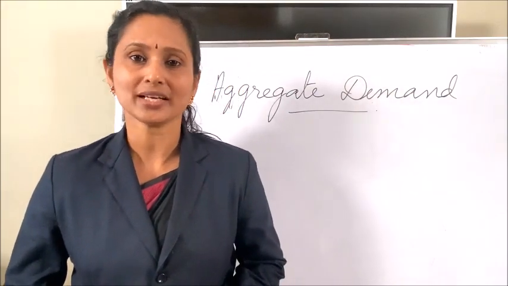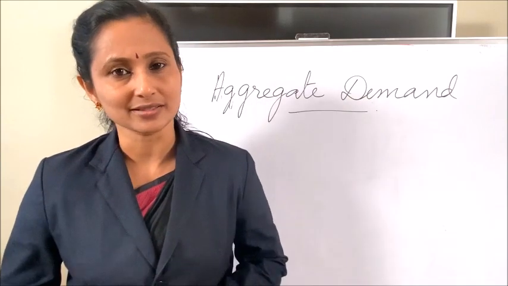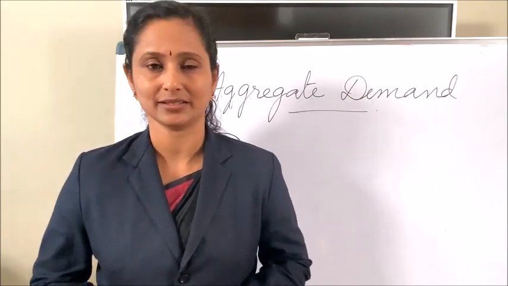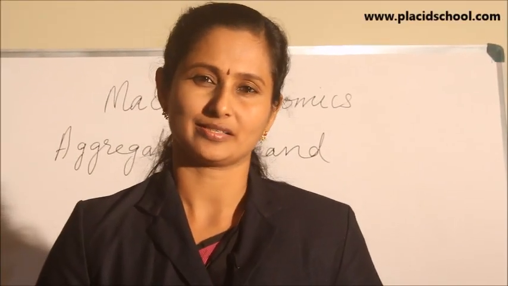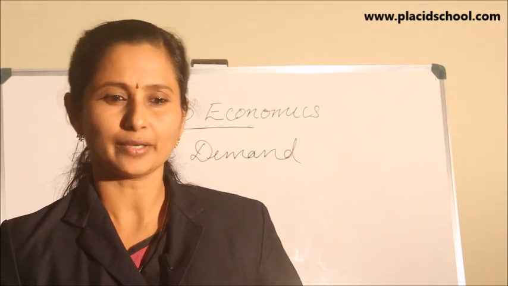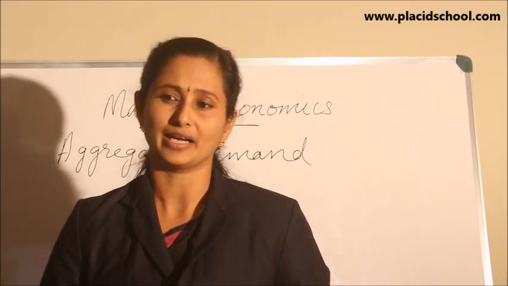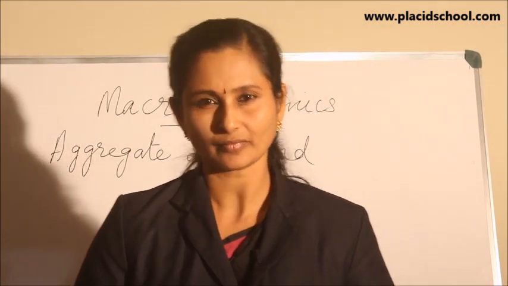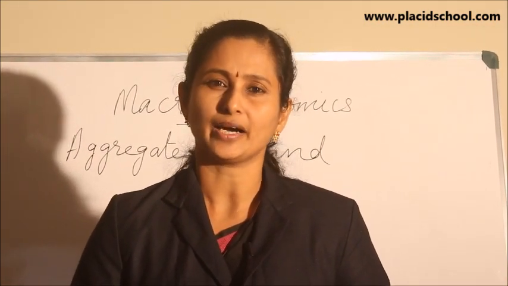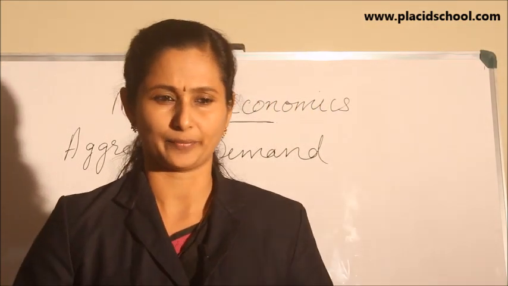We have studied how national income is calculated in an economy by the three different methods: income method, expenditure method, and product method. In order to understand whether the calculated national income is the equilibrium level of income in an economy, we have to understand aggregate demand and aggregate supply. Because equilibrium level of income is determined by these two forces, aggregate demand and aggregate supply.